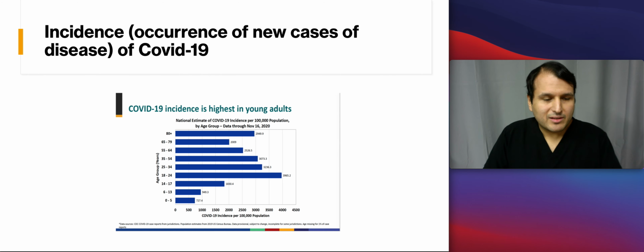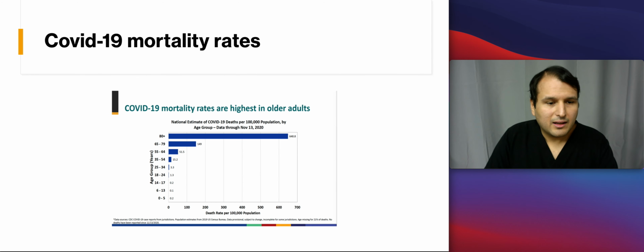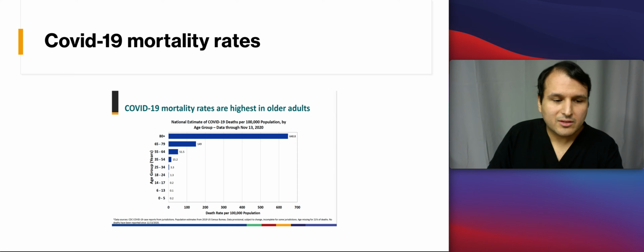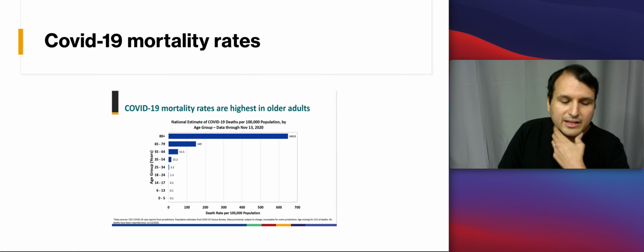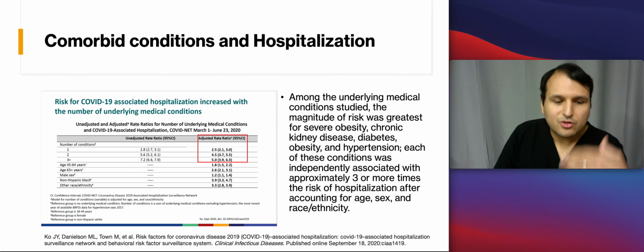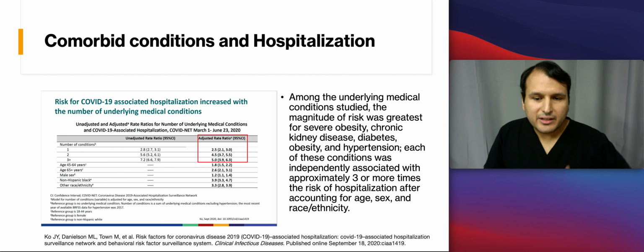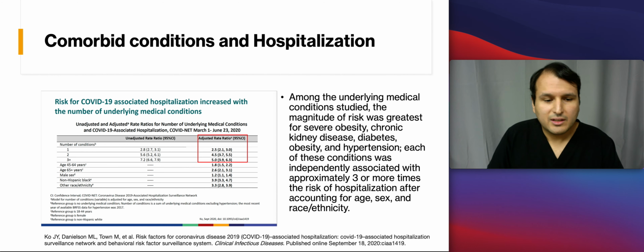So this is the incidence. It's highest among young adults. Basically, that's new cases of the disease. It usually causes mortality in patients that are over the age of 80. As you add on disease states, particularly chronic kidney disease, diabetes, severe obesity, hypertension, that increases your risk for hospitalization.